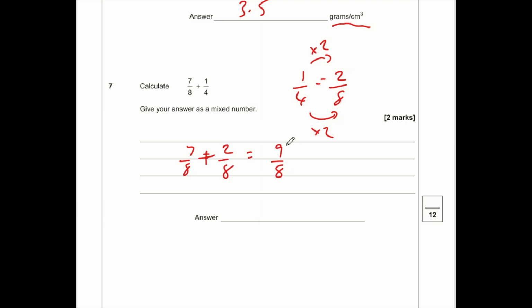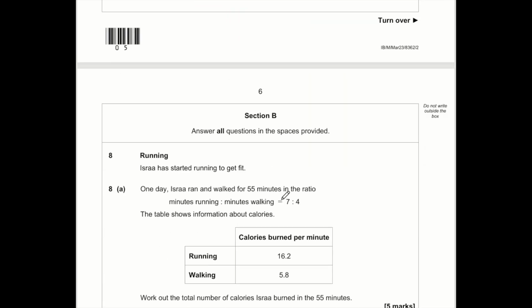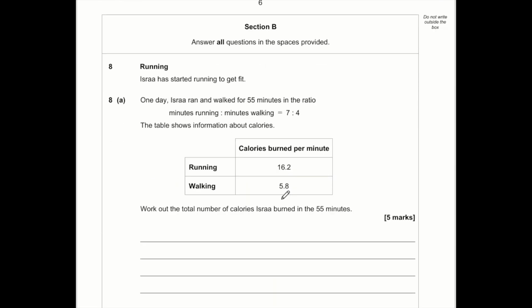Now we've got a top-heavy fraction here. The number on the top is bigger than the number on the bottom. So let's turn it into a mixed number as requested here. 9 over 8, that means 9 divided by 8. How many 8s go into 9? Well, that is 1, with 1 remaining. So the answer is 1 and 1/8. Okay, and that's now on to section B.